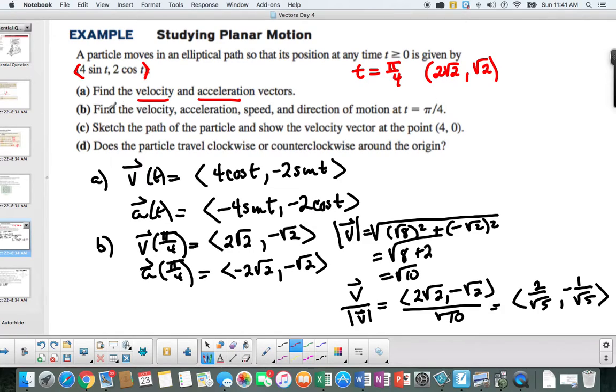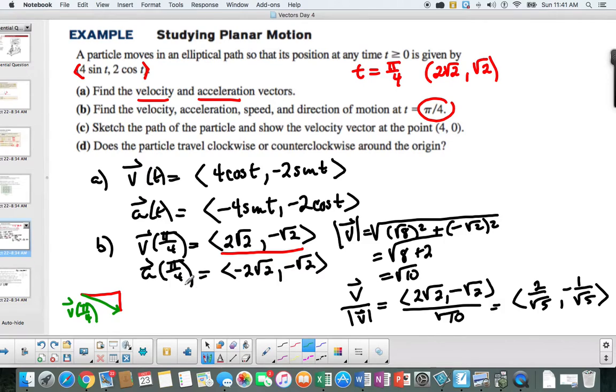And then it asks us right here in part B to find the velocity and acceleration at pi over 4. So I'm going to put pi over 4 into both of these formulas, and let's see if this makes sense to us. So this is an x direction, 2 root 2, and then a y direction half as big. So our velocity vector is going to look something like this. So this is the velocity vector for pi over 4.